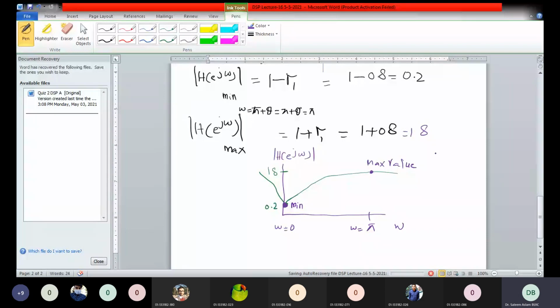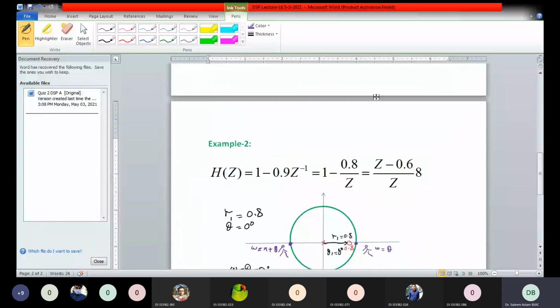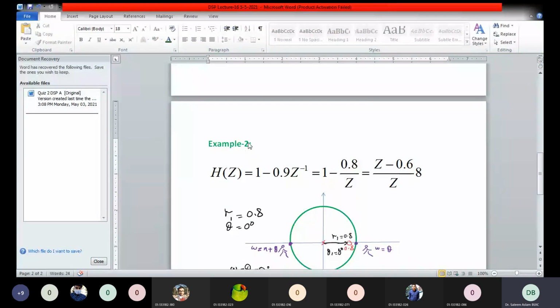Any confusion, beta? No, sir. No, let me give you a second way to directly find this response. Let me say example 2a, and we solve the second method. Let's call it example 2, method 1.